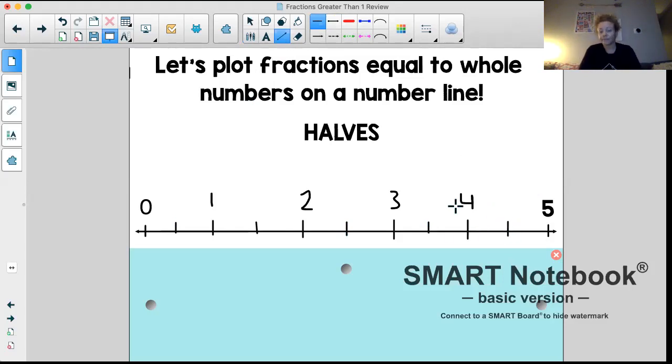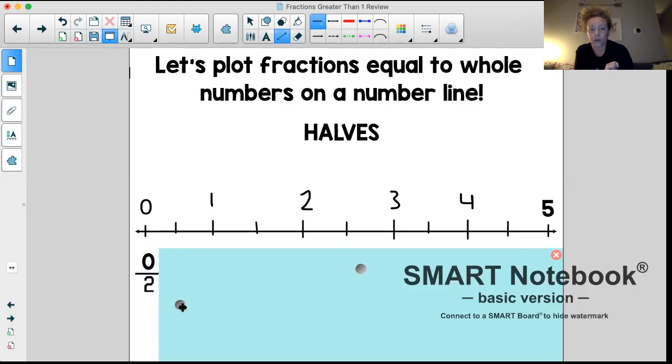Now, we are ready to plot our fractions. So we're obviously going to start with 0. How many halves are equivalent to 0? Hopefully you said 0 halves. And next we would have 1 half, so you could record 1 half.